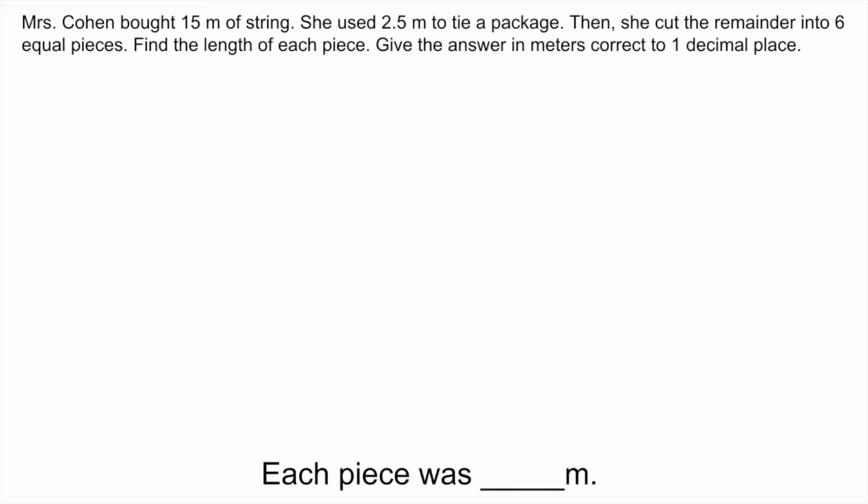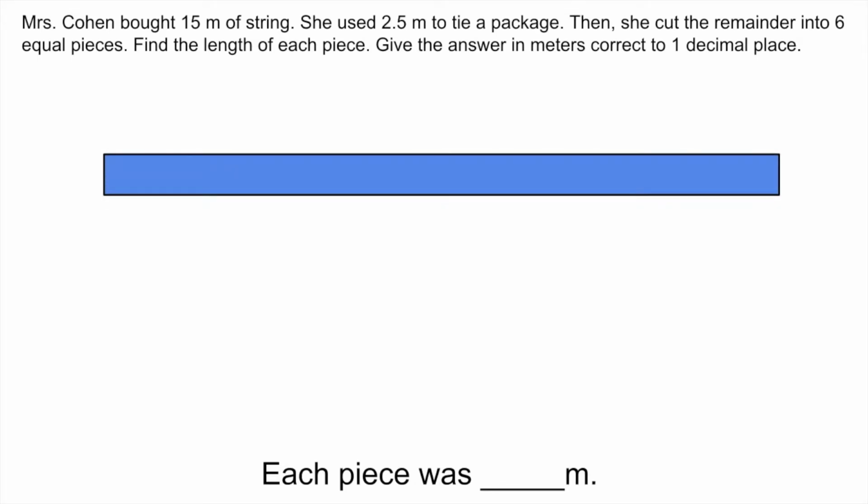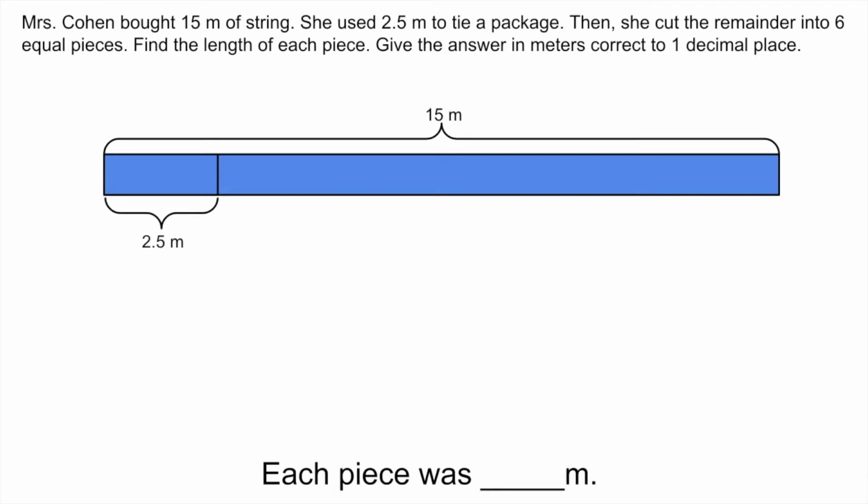The first thing we're told is that Mrs. Cohen bought 15 meters of string. So I'm going to draw a bar to represent all of the string that Mrs. Cohen bought. She bought 15 meters. We're also told that she used 2 5/10 meters to tie a package. So I'm going to draw a line over here that represents 2 5/10 meters. So now I have a unit that is about a sixth of my bar that represents 2 5/10 meters.